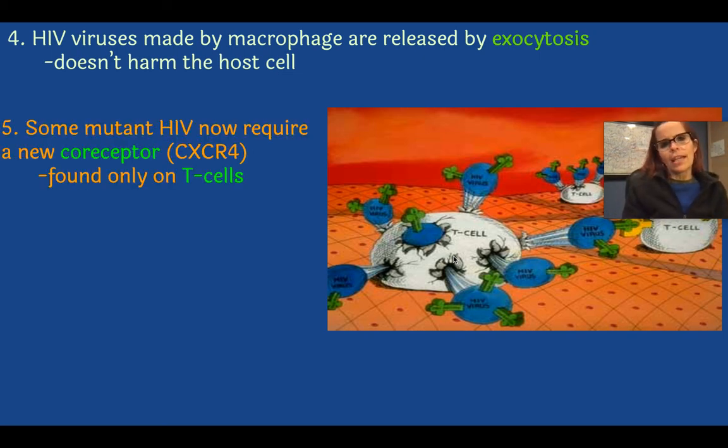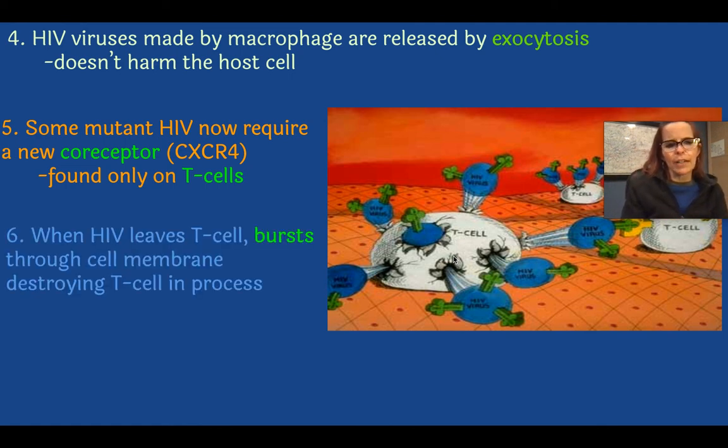Remember that reverse transcriptase is constantly changing the HIV virus. Sooner or later, some mutant HIV will now require a different co-receptor. So there's a change in the DNA that causes them to need a different co-receptor that's called CXCR4. And it turns out that that co-receptor is only found on T cells. So T cells have CD4 and CXCR4, so they don't get infected initially. This is later on in the infection.